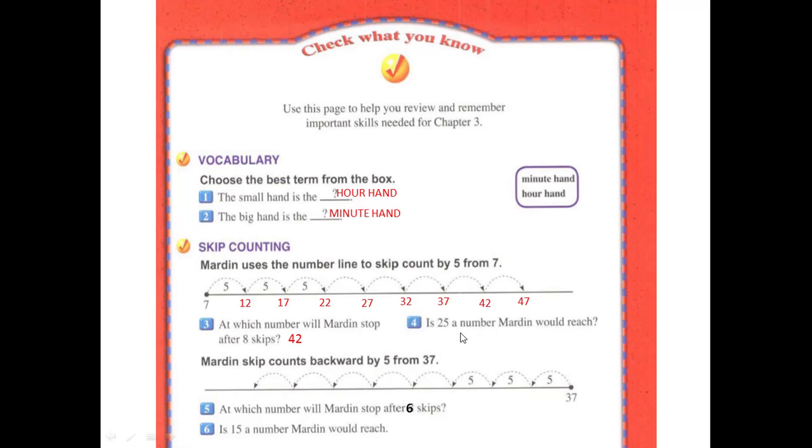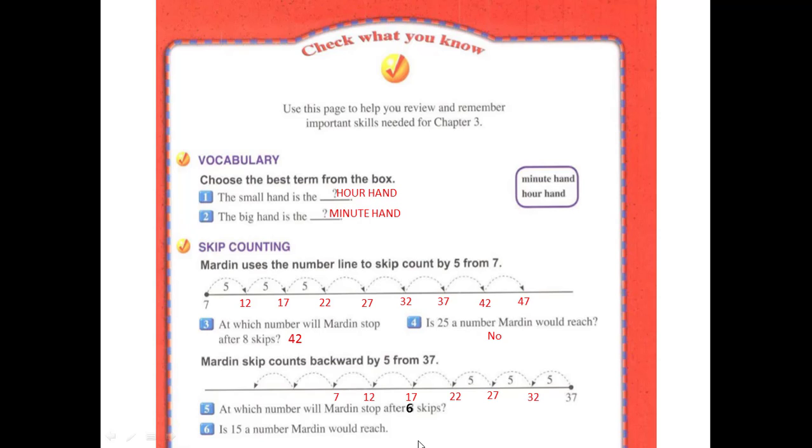Now, will Mardin reach 25? Here? No. We don't have 25. So it is no. Now we have a backward. Okay? Again from 37 it is skip count by 5 backward. 37 minus 5 is 32. 32 minus 5 is 27. 27 minus 5 is 22. Again minus 5, 17. Minus 5, 12. Minus 5, 7. Okay.